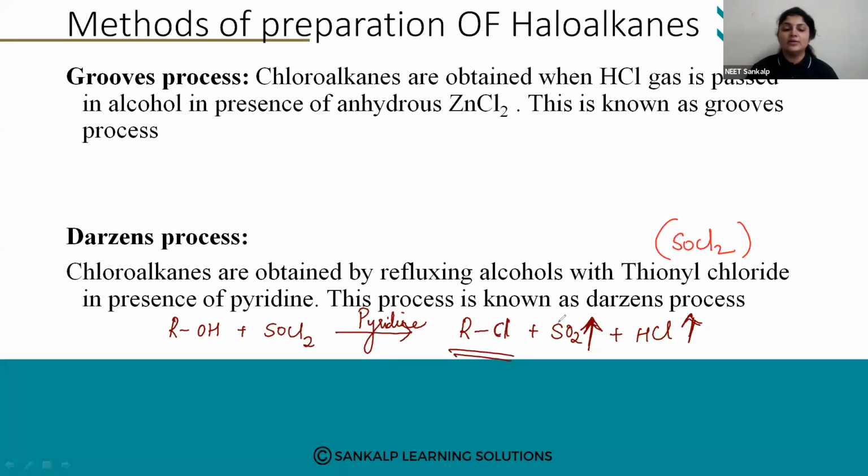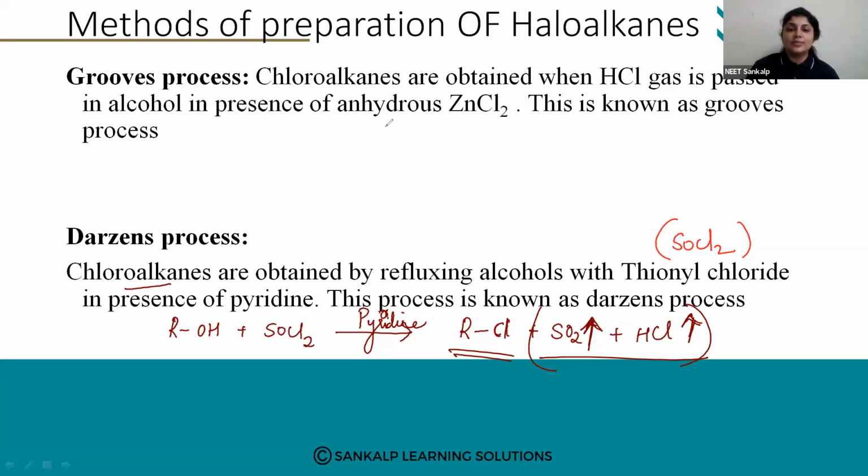So this reaction is mostly preferred because the other byproducts which are formed here are gaseous in nature. Because of this, most of the time chloroalkanes are prepared by this process. So what is the reaction? Alcohols are treated with thionyl chloride in the presence of pyridine. You get chloroalkanes plus SO2 gas plus HCl gas. So SO2 gas and HCl gas will just escape out. So this is Darzens process.